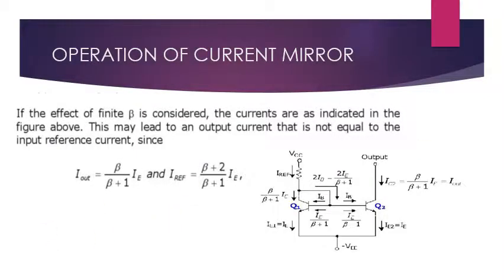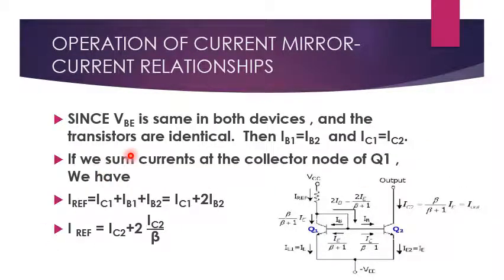Actually, since the two transistors are perfectly matched, VB is the same in both devices. The transistors are identical. So what is your base? IB1 equal to IB2, IE1 equal to IE2, and IC1 equal to IC2.